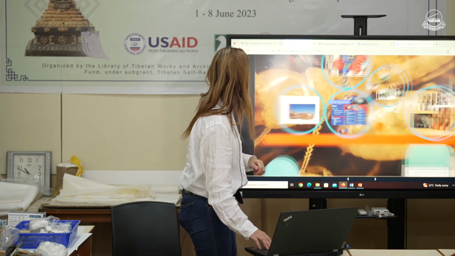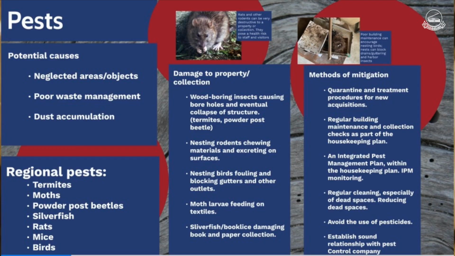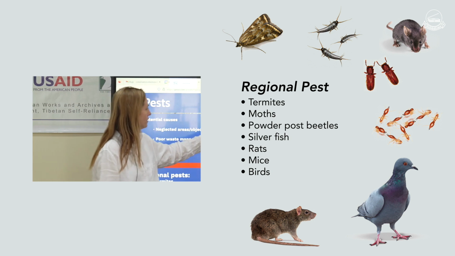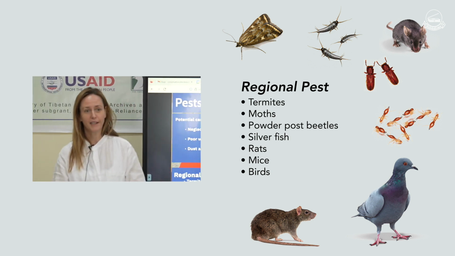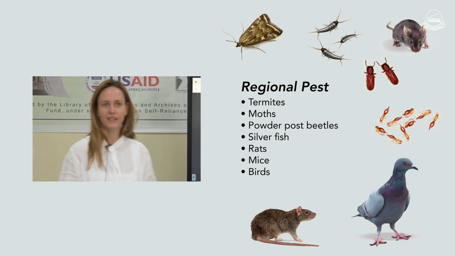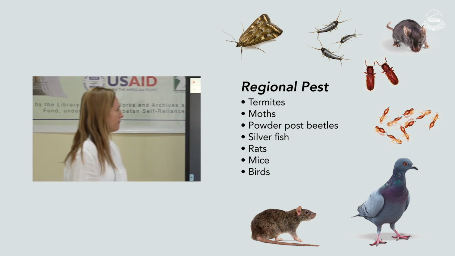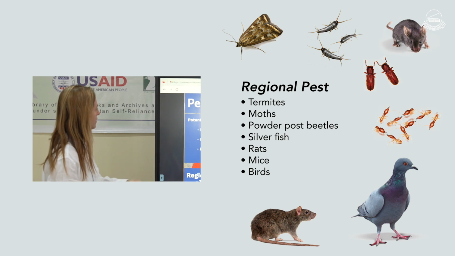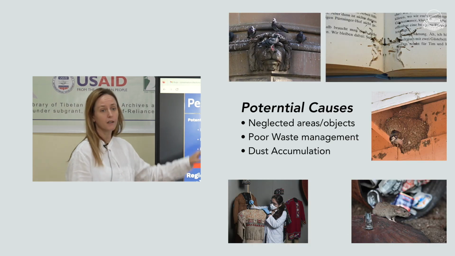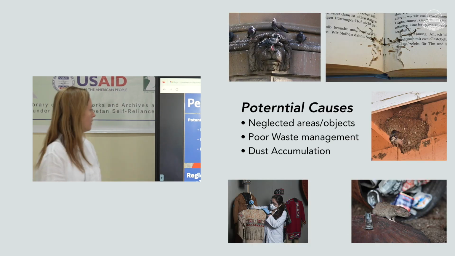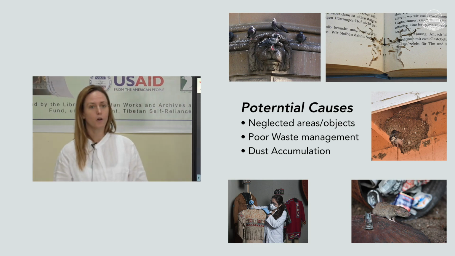So here we are. What are pests? Well, I think we defined it already. So let's see if I can zoom in a little bit more. So pests, not humans, really four-legged creatures. They could be flying, they could be crawling, all of these different types. But really, the potential causes of when you have pest activity are basically neglected areas or objects.